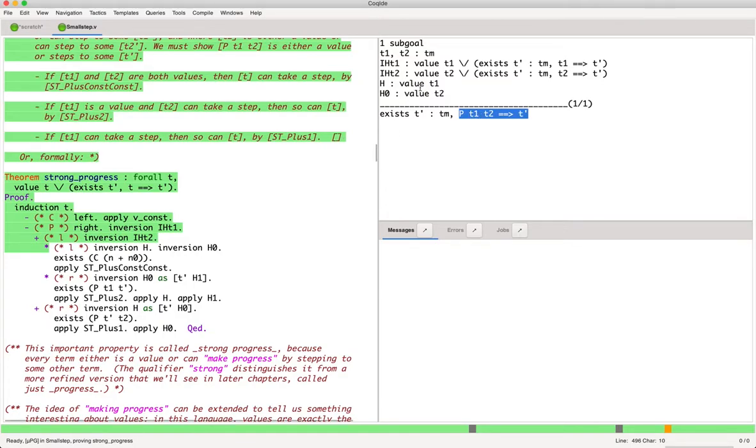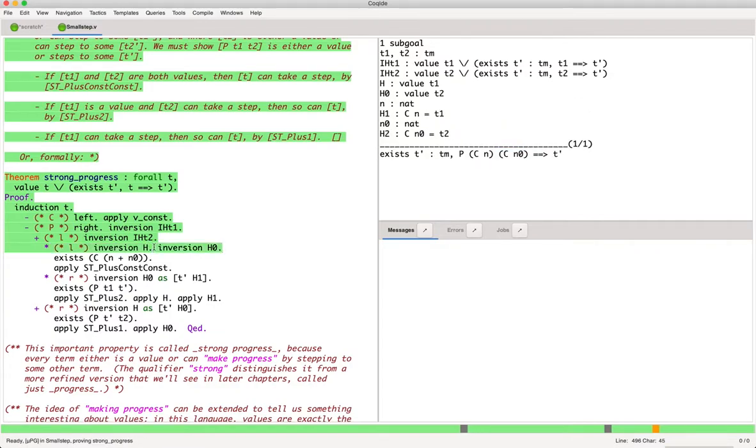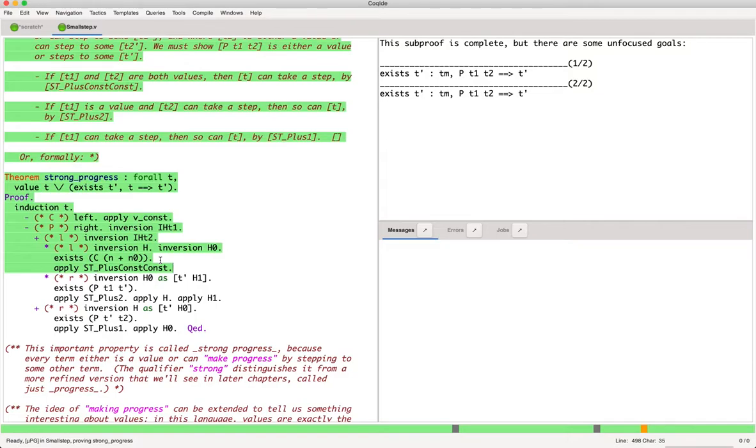If these are both values, they must be constants. So when we do inversion on them, we can find out what the constants are. So it's n and n0. And now we know that this is a way of applying the plus const rule to get to t prime. So we could use eapply, but also we know what the t prime has to be here, so we can instantiate that and then use the plus const rule to get it.